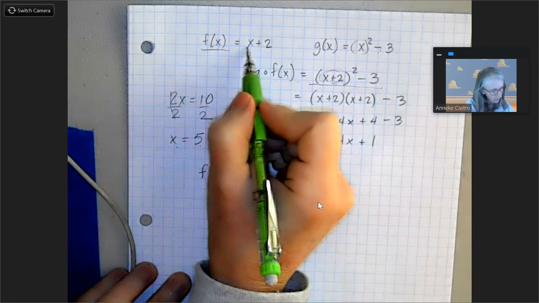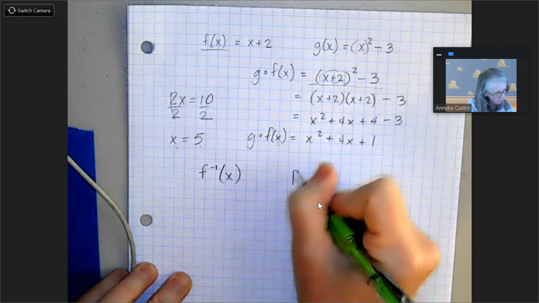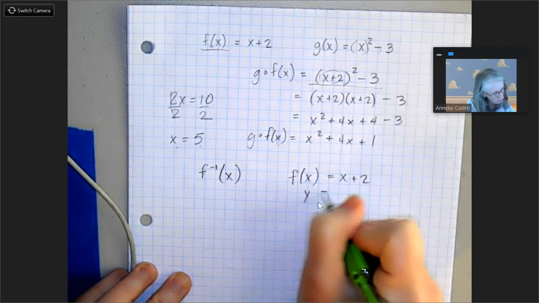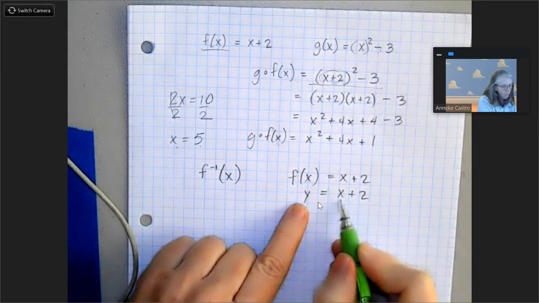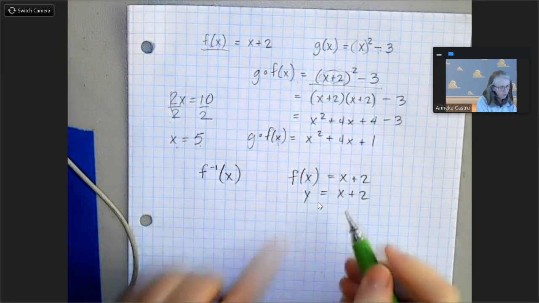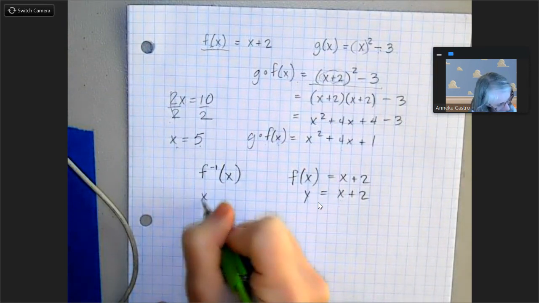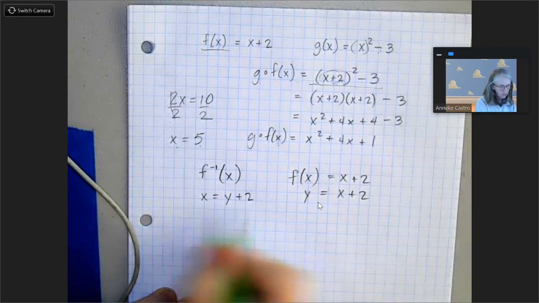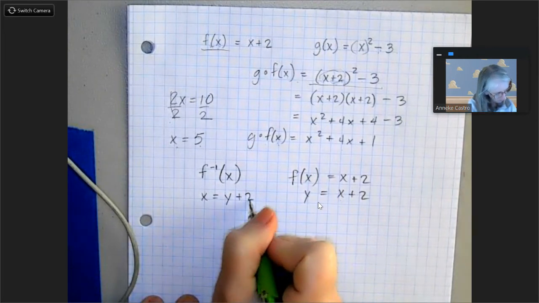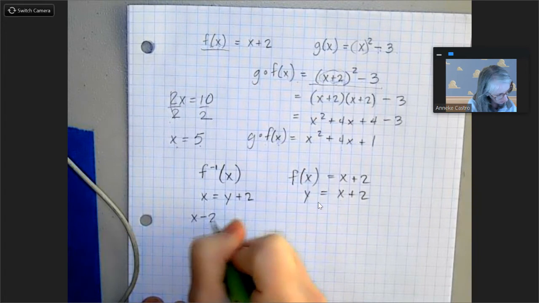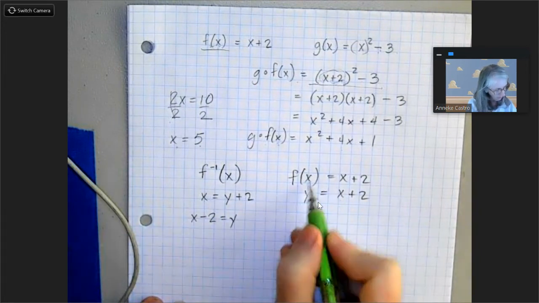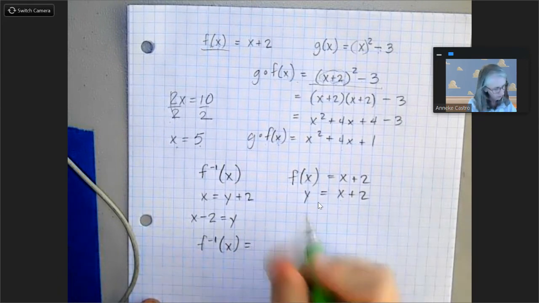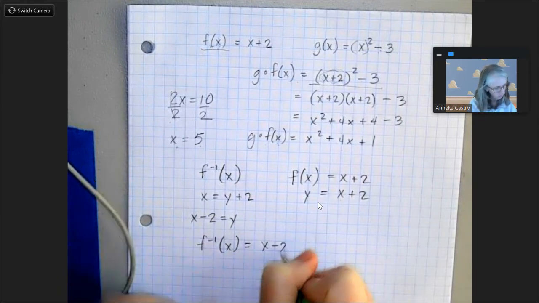So f of x was x plus 2. So to get the inverse, we're going to change this to y equals, and then we're going to swap the x and the y. So the inverse, I'll put it over here, is going to be x equals y plus 2. I'm swapping the x and the y. Then I got to solve it for y again. So I'm going to minus 2, and I get x minus 2 is equal to y. So the inverse of f of x is equal to x minus 2.